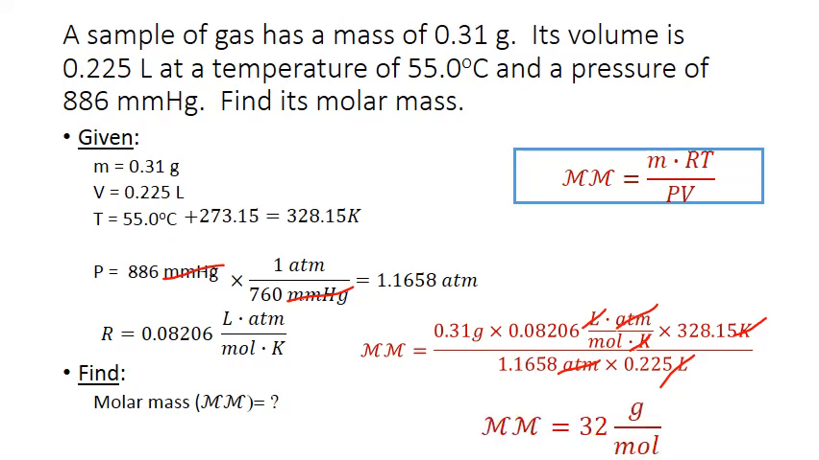And I rounded to 2 significant figures here to match the least number of significant figures in my measurements, which is the mass number, which has 2 significant figures. So my molar mass is 32 grams per mole. And this can give me a clue as to a potential identity for this gas. One gas that has this particular molar mass is oxygen, O2.